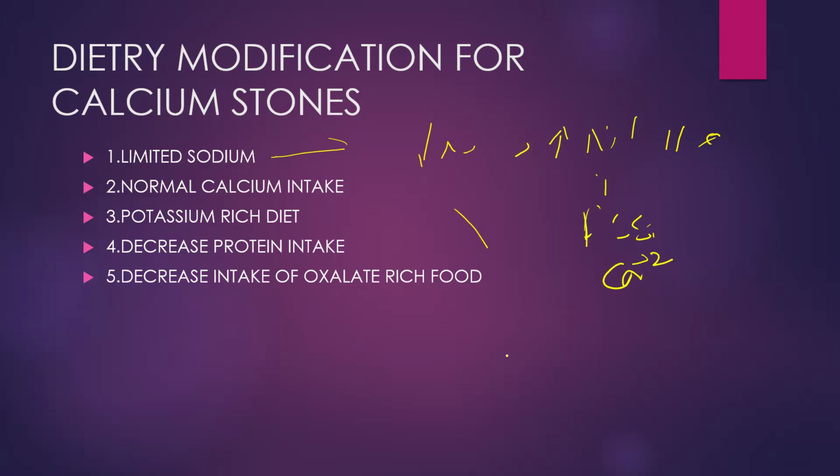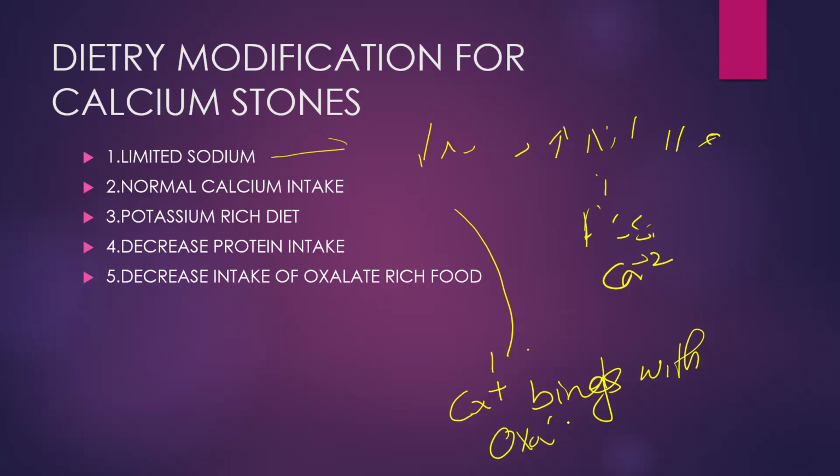So normal calcium intake is very important. Calcium binds with oxalates, and in this way it inhibits oxalate absorption in the intestine.